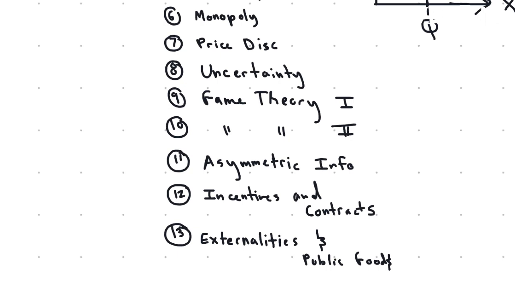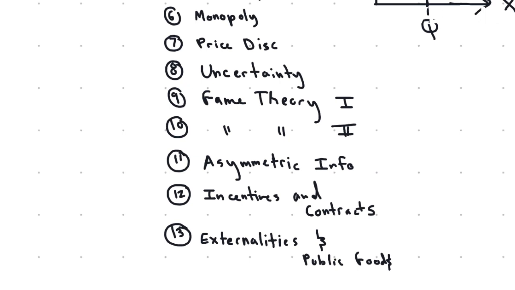So price discrimination is chapter 7. Price discrimination is a selling strategy that charges customers different prices for the same product or service based on what the seller thinks they can get the customer to agree to. So it can be a little bit unfair there.